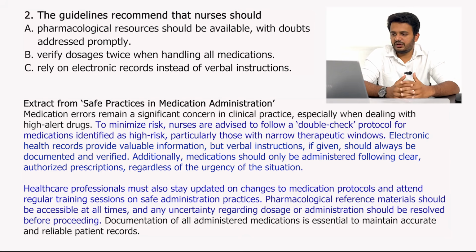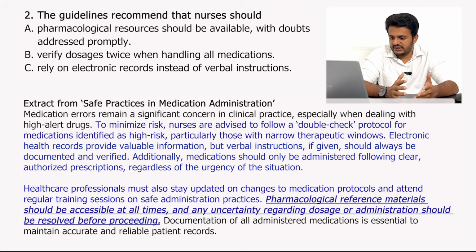Let's read the first option. Option A states that pharmacological resources should be available with doubts addressed promptly. You can see the information in the second paragraph, second sentence. When you read that sentence, you can see that the meaning matches. The sentence states that pharmacological reference material should be accessible at all times. That means it should be made available all the time.